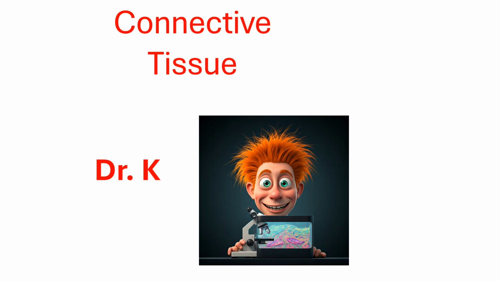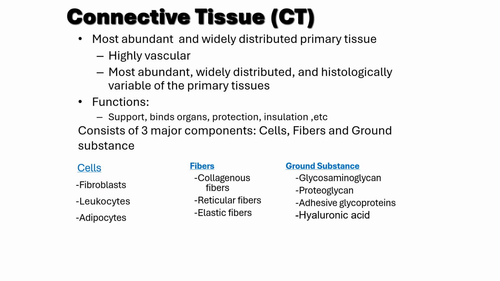This is a presentation on connective tissue, and the presentation is by Dr. K. Connective tissue is the most abundant and most widely distributed primary tissue. The features of connective tissue are that most of the cells are not in direct contact with each other. There is a lot of ground substance, unlike the epithelial tissue.